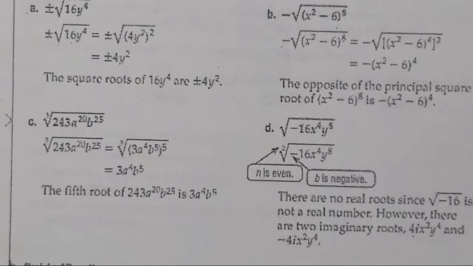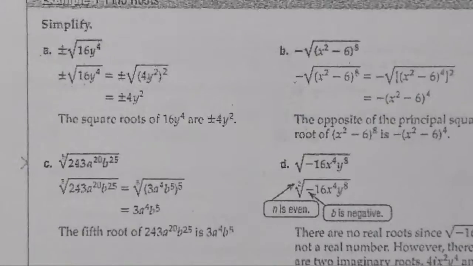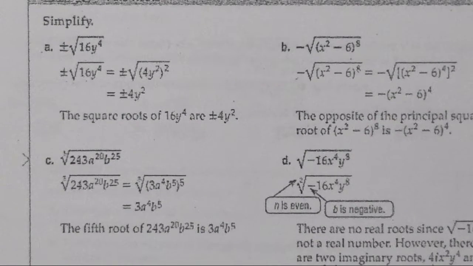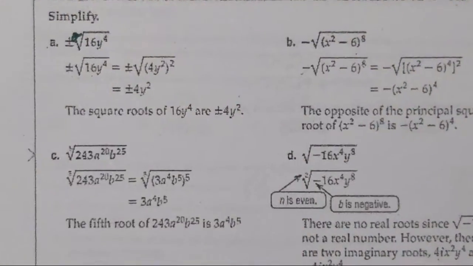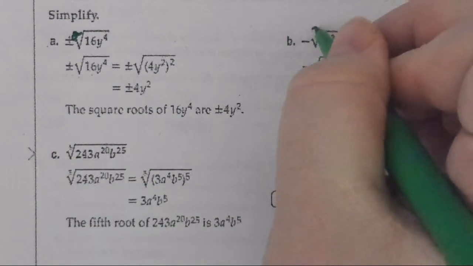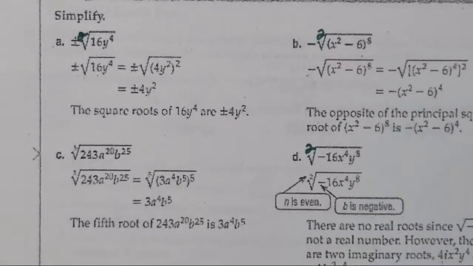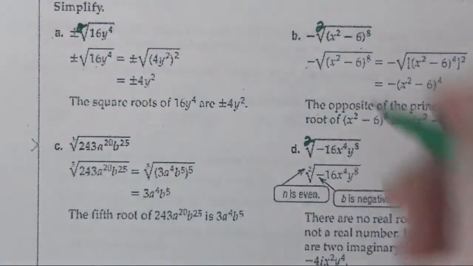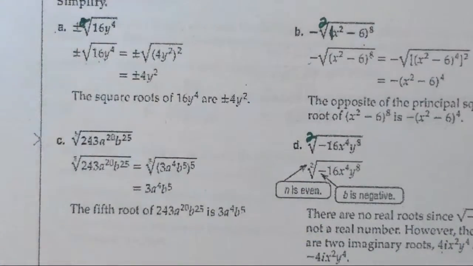Let's look at the examples at the bottom. We talked about yesterday, if they don't write a number, what's understood to be the index? Yes, 3 gets the point. Okay, so A and B and D all have an understood 2. If you want to write it, you can. It's understood to be there, the same way there's an understood 1 in front of that X.